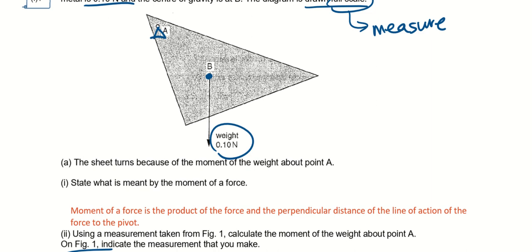Okay, I know some of you will directly be drawing this and measuring it. This is what I warn you against. Always draw the line of action of the force, and this is the pivot. So I will be looking at the perpendicular distance, which is this. So what you're measuring should be this value here.